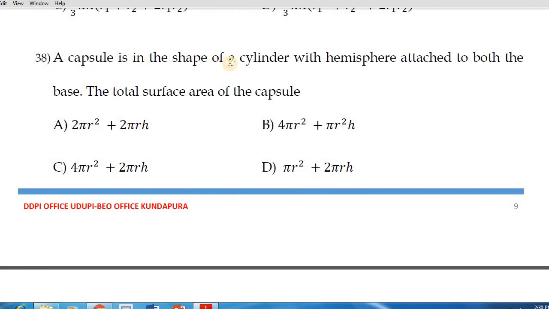Next, let us move on to another problem. A capsule is in the shape of a cylinder with a hemisphere attached to both the bases. The total surface area of the capsule. So a capsule, as you usually see, contains two hemispheres and one cylinder, and here they are asking how do you find the total surface area of the capsule.